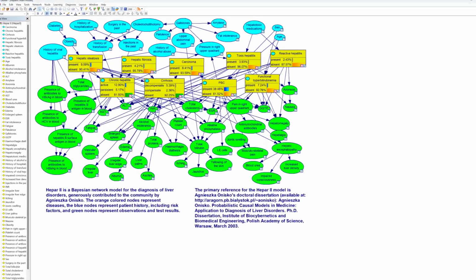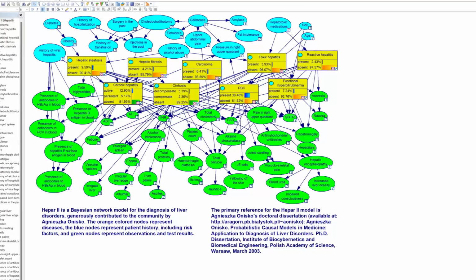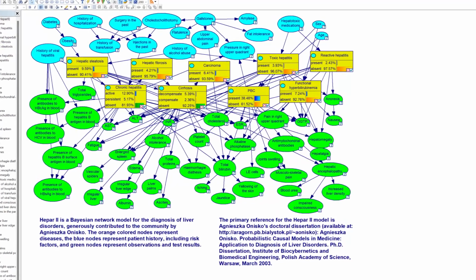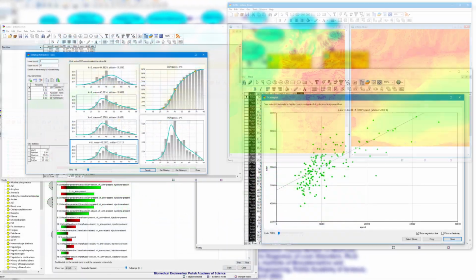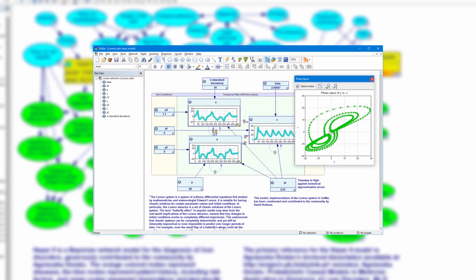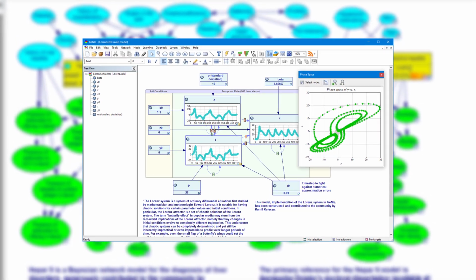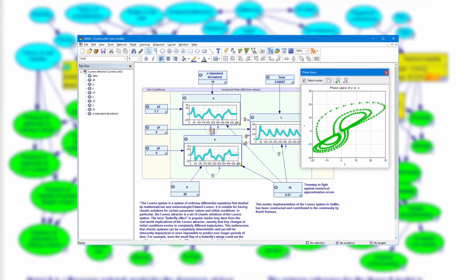Next, let us introduce GeNIe, a user-friendly software tool for constructing Bayesian networks. It provides intuitive features for building, visualizing, and simulating dynamic Bayesian networks. Whether you are a novice or an expert, GeNIe empowers you to create hybrid DBNs with ease, thanks to its straightforward interface and powerful algorithms.